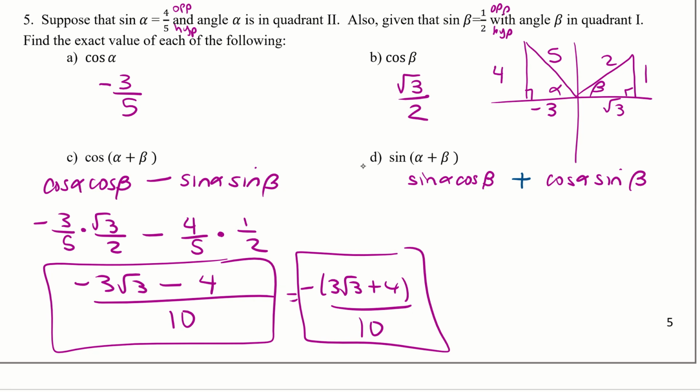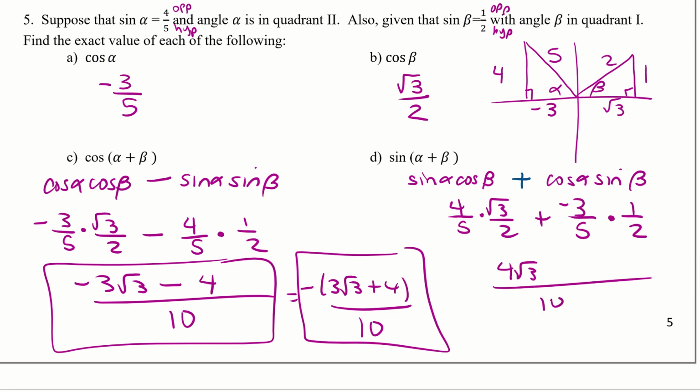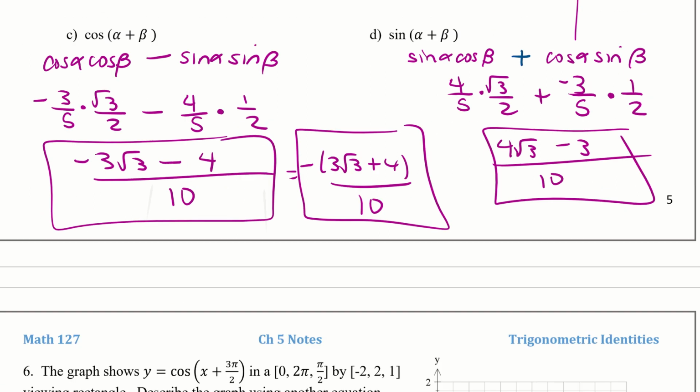So the sine of alpha is 4/5. Cosine of beta is √3/2. Cosine of alpha is -3/5. And then the sine of beta is 1/2. So we end up with 4√3/10. And then also over 10 is this -3. So I'll write that with the common denominator.